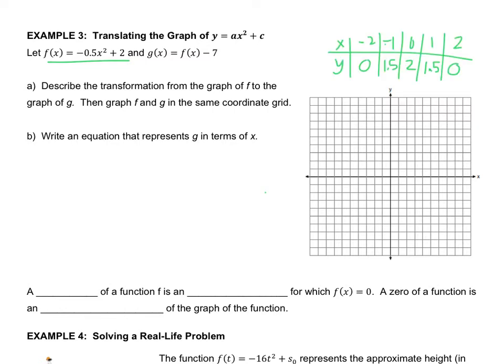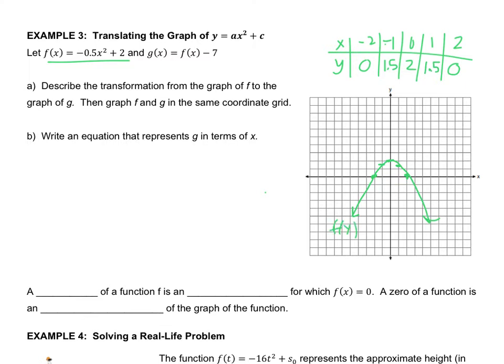All right, let's graph it. -2, 0, -1, 1.5, 0, 2, 1, 1.5, and 2, 0. Now we know it's facing downward because the coefficient was negative, and we know that it's a little wider than normal because it's a fractional coefficient. So that's f of x.